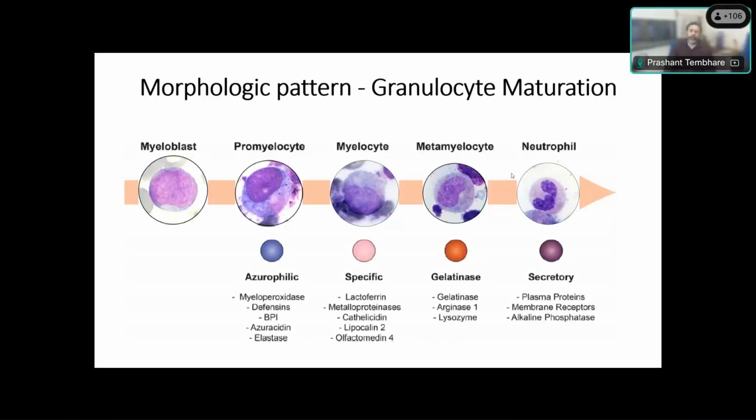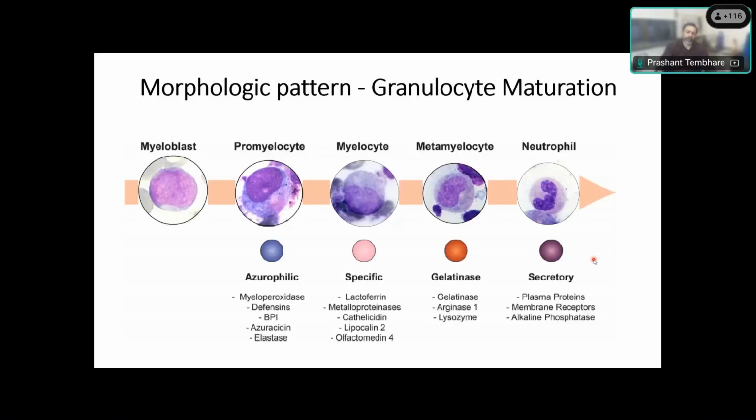Now, when we look at the maturation pattern, we all are aware of morphological pattern, right? We know that the granulocyte series matures from the myeloblast to promyelocyte, and from promyelocyte to myelocyte, myelocyte to metamyelocyte, and finally we have neutrophil. So this is the morphological maturation pattern.